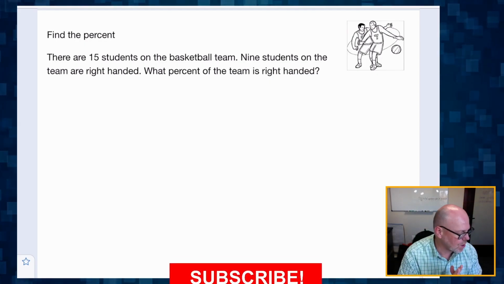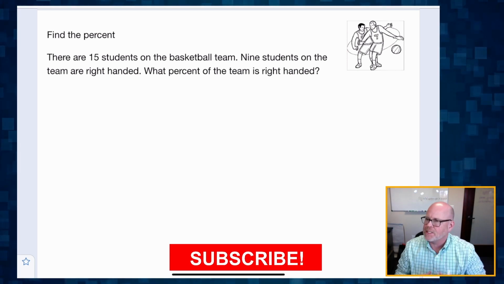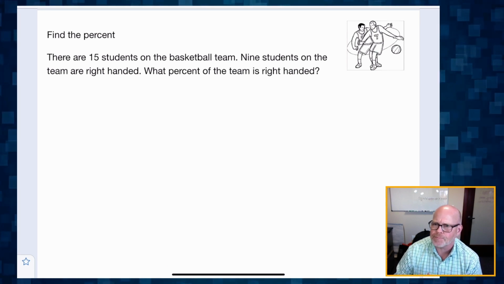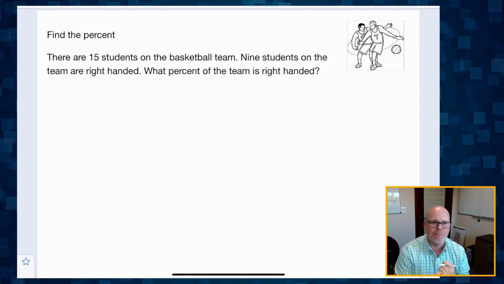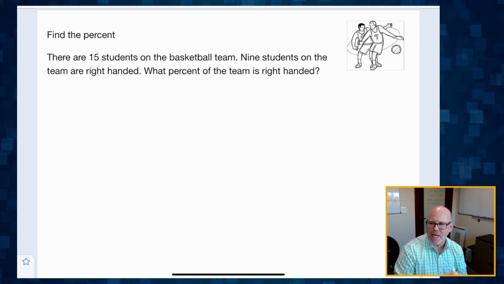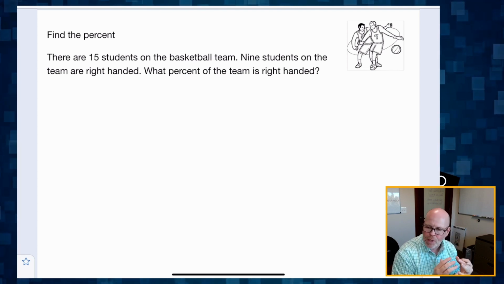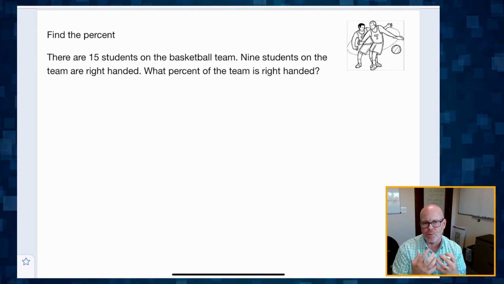All right, so we're going to start with finding the percent. It says there are 15 students on the basketball team, and 9 students on the team are right-handed. What percent of the team is right-handed? All right, so now what we're going to do is use a tape diagram to represent this story.